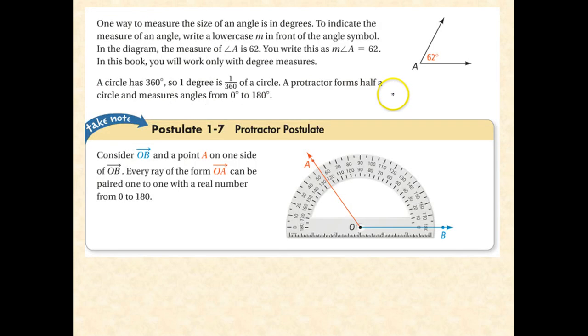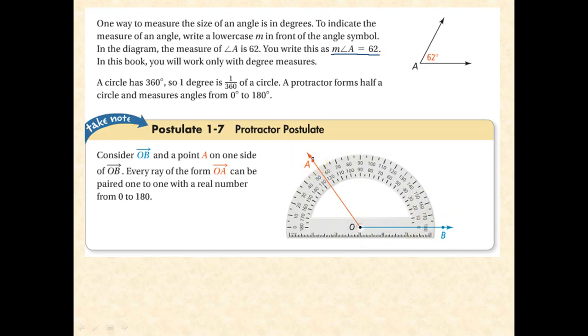Ooh, the protractor postulate. So the way that we're going to measure angles in this class is by degrees. The way you would write the measurement of an angle is the measure, lowercase m, of angle A is 62. 62 degrees. A circle, the whole circle has 360 degrees, so 1 degree is 1/360th of a circle.